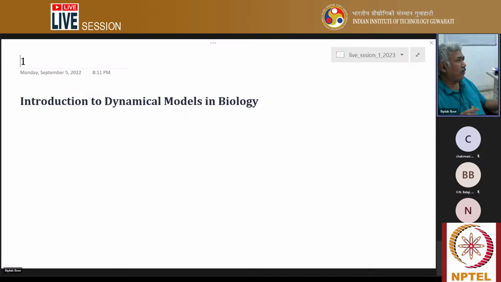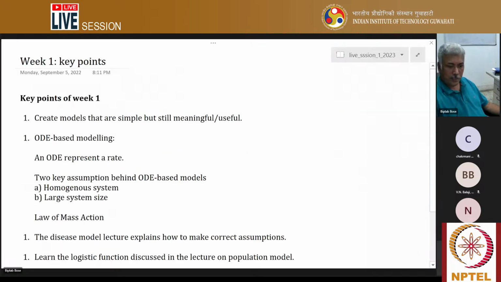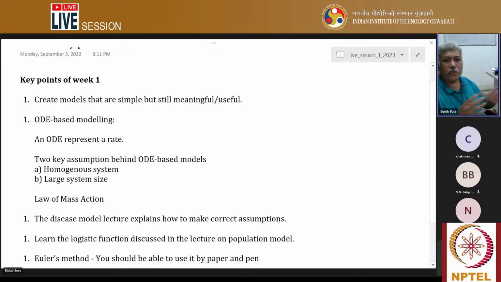So let me start with the first topic, the key points of the first week's lecture. In the first week's lecture, we are actually preparing the ground for dynamical models. You must have already got the flavor of this course. In this course, we are trying to create mathematical models and analyze those models that capture the dynamics of biology. And that dynamics can be at different scales. There can be dynamics in ecology, there can be dynamics inside a cell.